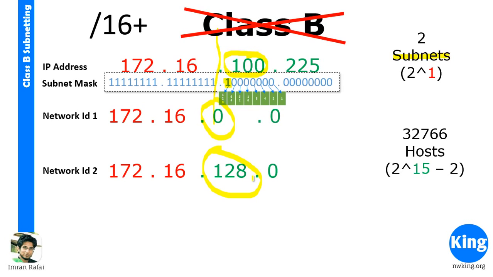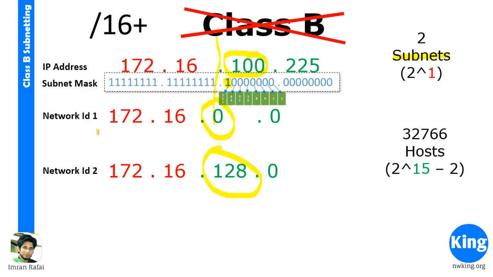Can we add one more? Can we have one more network? No, we can't, because if we add 128 again, it becomes 172.16.256.0, which is not right, because 256 is not a valid IP address. Also we know that by borrowing 1 bit, we're breaking it into only 2. So we can't have the third network ID.